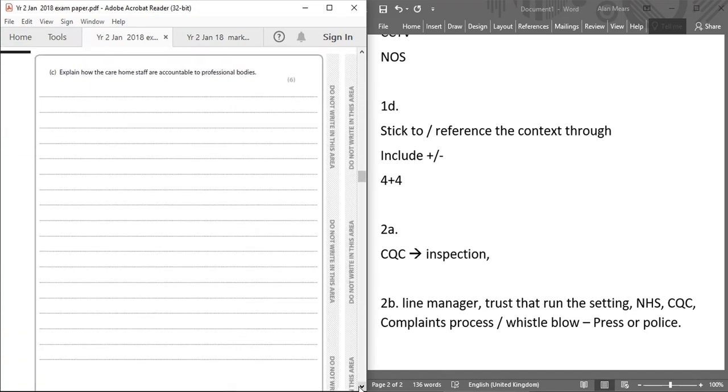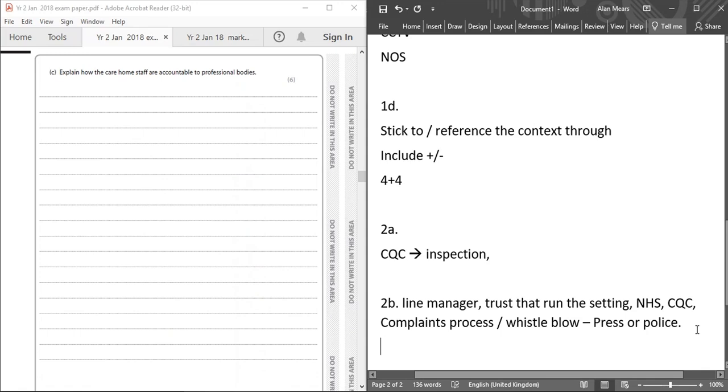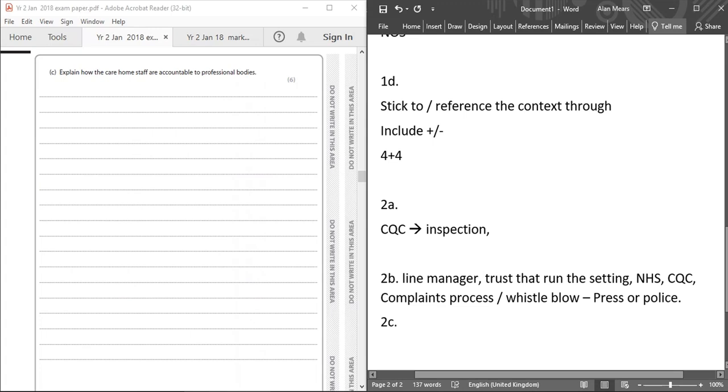Now, question 2C. Explain how the care home staff are accountable to their professional bodies. Now, the professional bodies here would be your NMC, your HCPC. It might be groups like Social Work England. It could be the GMC. All these regulators of professionals.